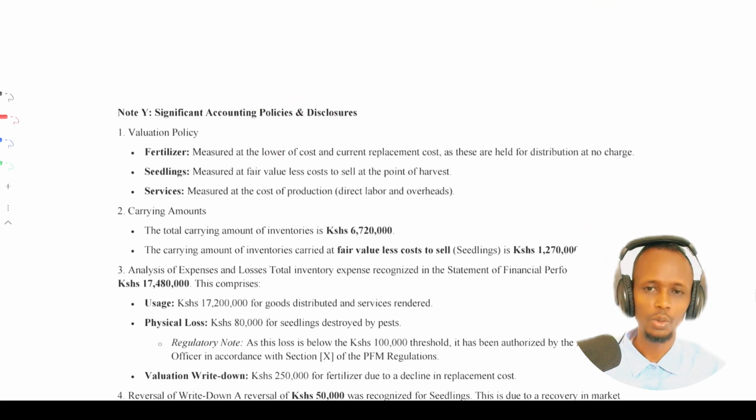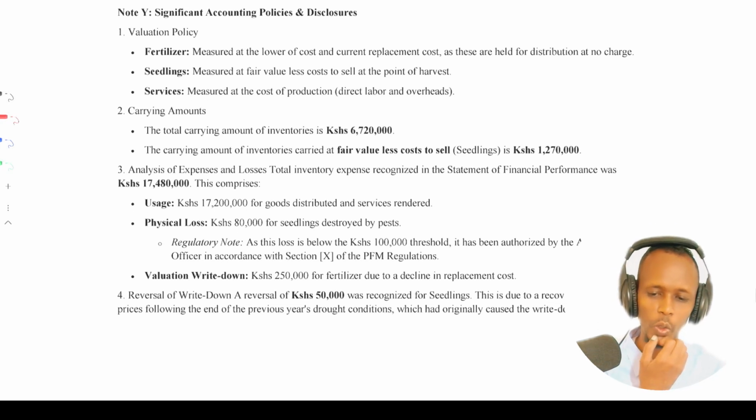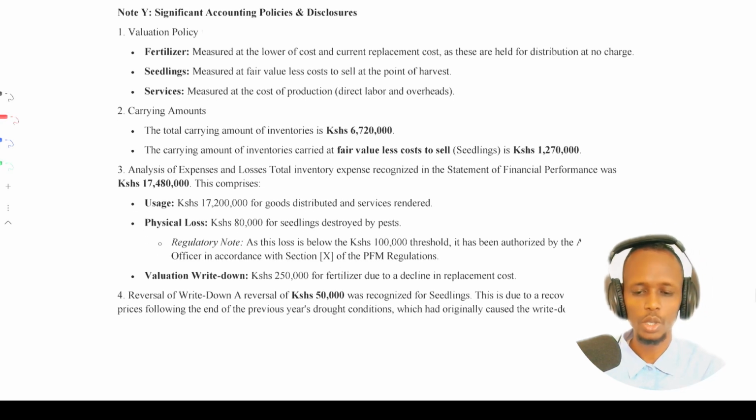Now let us see what we will be disclosing in our books. The first thing we will disclose is the valuation policy. What is our inventory policy? You will say the fertilizers are measured in this, the seedlings were measured in this, the surfaces were measured in this. Were you using FIFO, LIFO, weighted average? And then the carrying amounts, note 1A, where we will have the carrying amount at the beginning and at the end of the period for those comparative years.